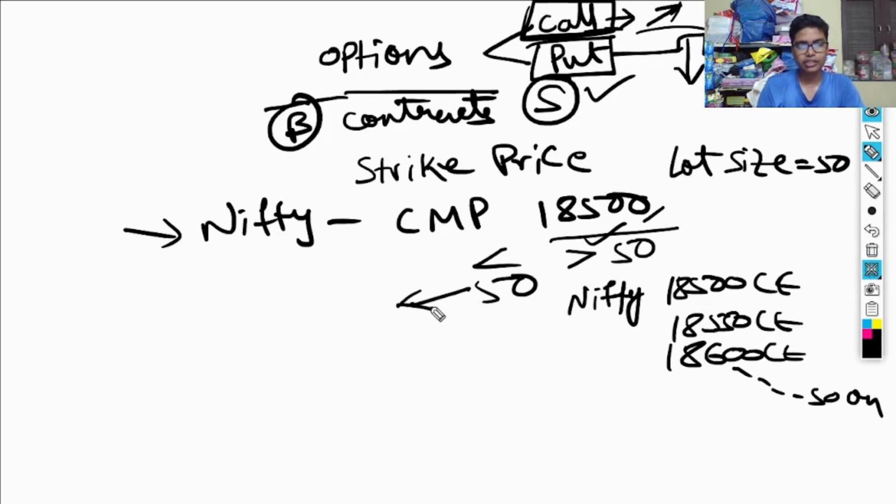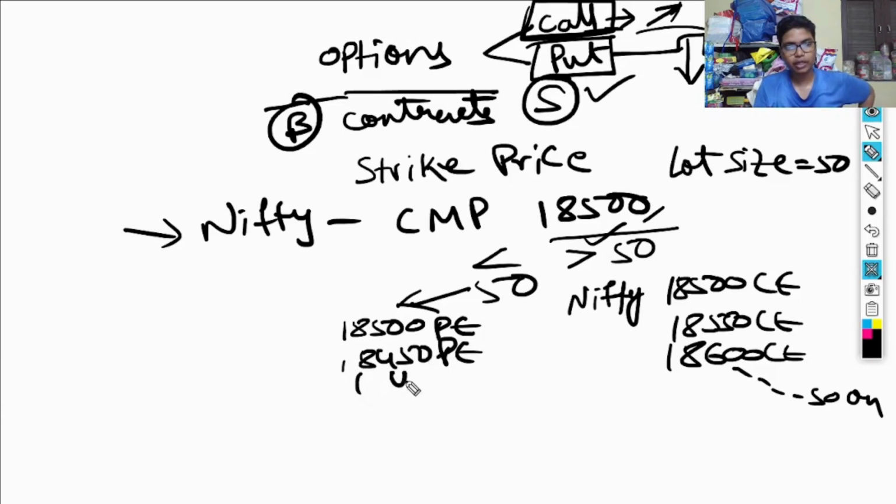Put options indicate the down move, hence the put options will have 18,500 PE, that is indicated with the put option, and 18,450 PE, 18,400 PE, and so on and so forth.